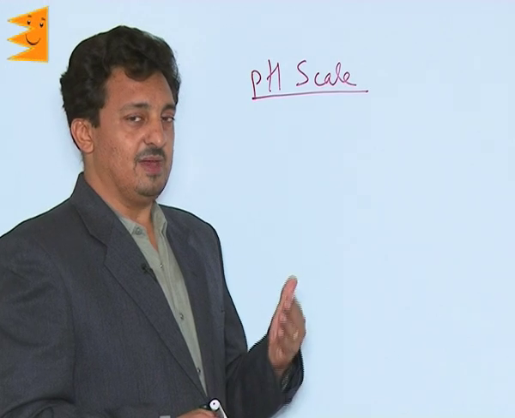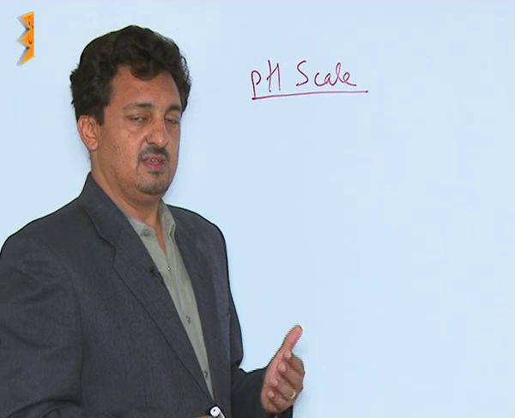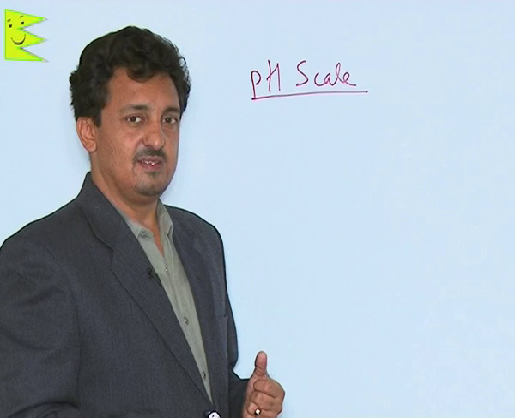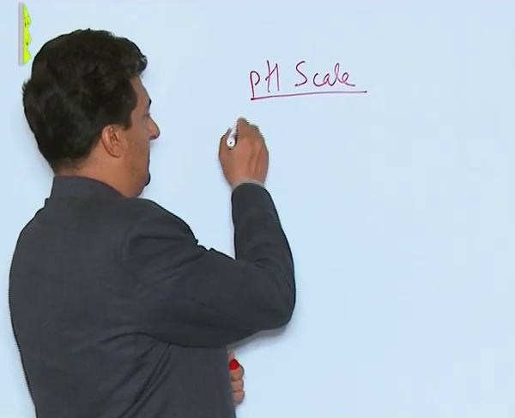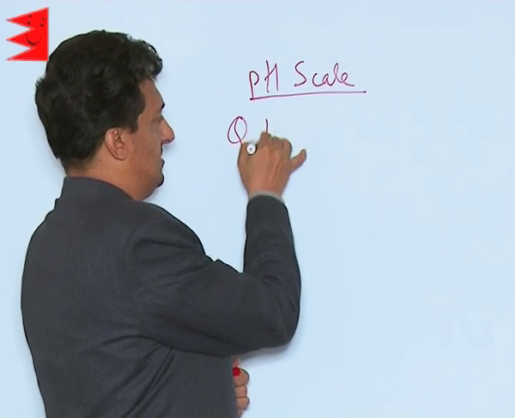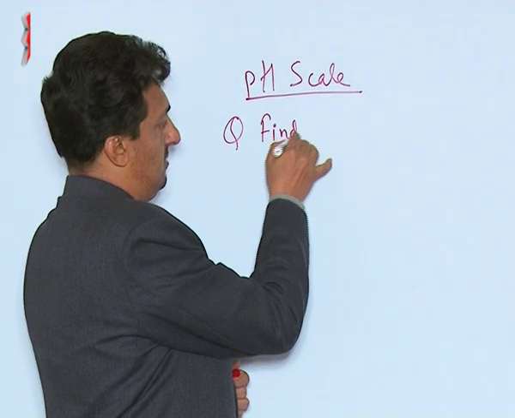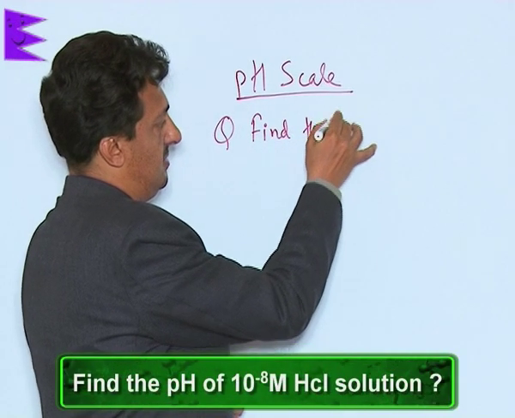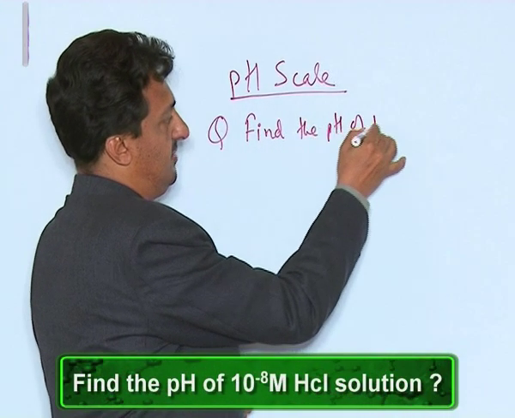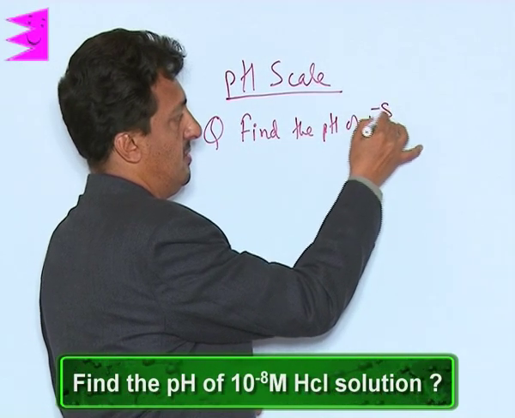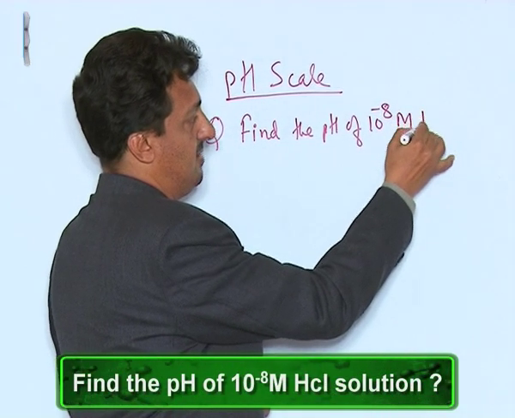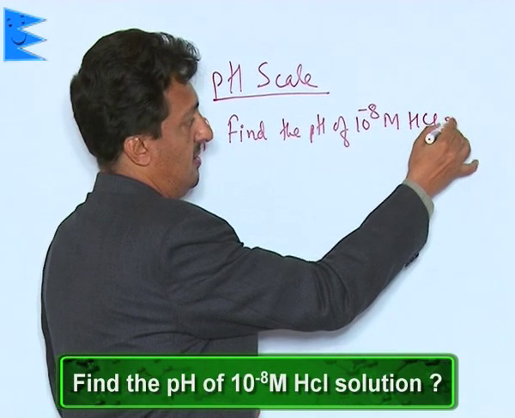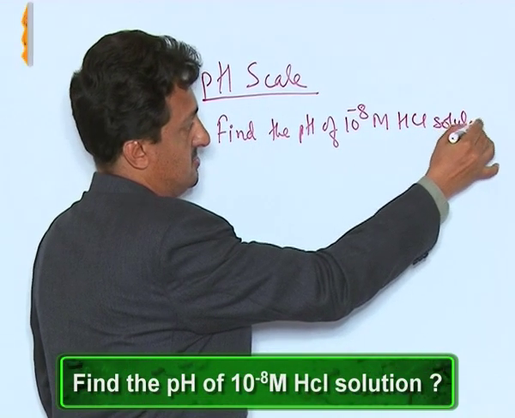Now let us do certain numericals in order to understand how we can use this pH scale. The question is, find the pH of 10 to the power minus 8 molar HCl solution.